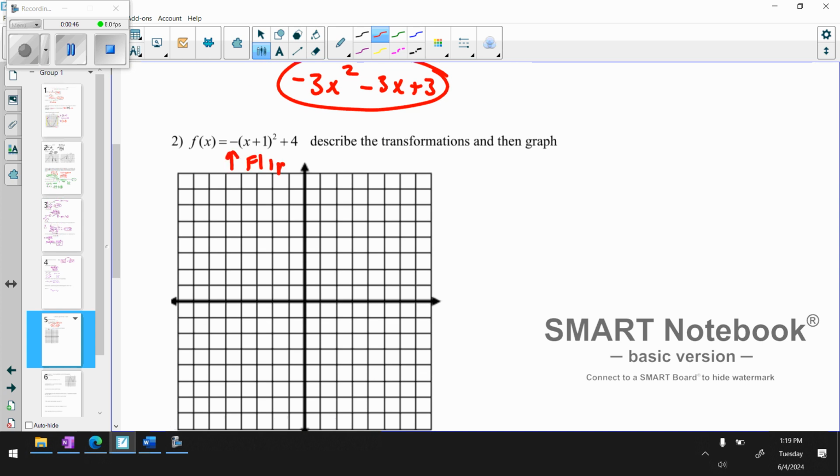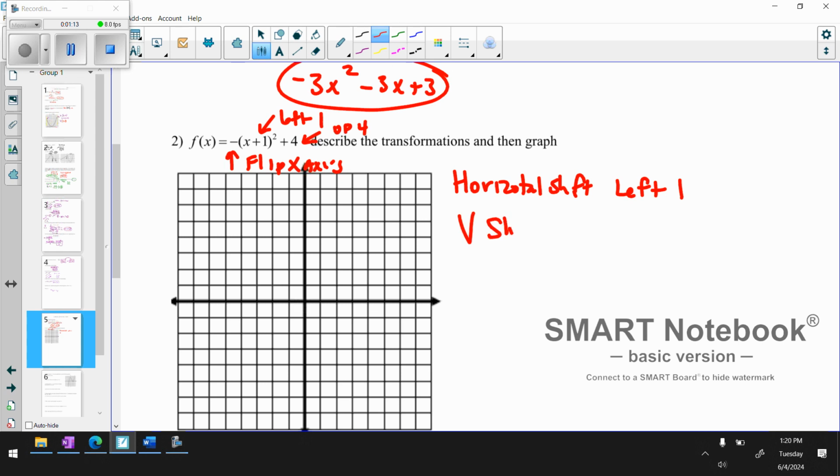All right, what's happening? Flip x-axis. Right? This is going to go positive 1, so this is going to go left 1, and then that's going to go vertical shift up 4. So then let's do this. Horizontal shift. Let's go left 1, vertical shift up 4, flip x-axis.